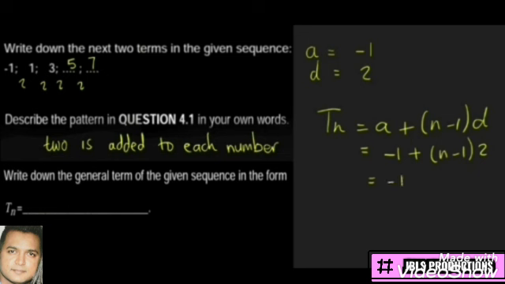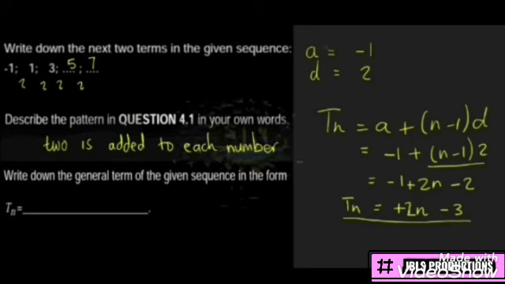We have minus 1. Using distribution, we have 2n minus 2. Now let's bring together all the like terms. Now keep it in the form where the letter is first, and this becomes minus 3. So it's 2n minus 3. Now this becomes your general term. All right, there's nothing further we can do.